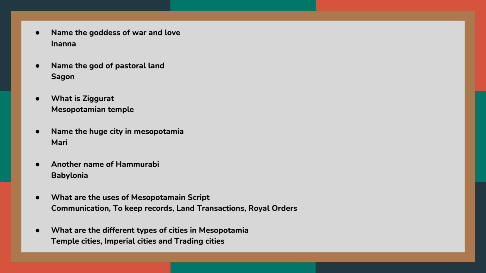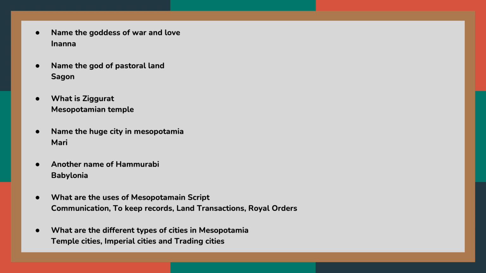Inanna is the goddess of war and love, and Sagan is the god of pastoral land. Ziggurat is the Mesopotamian temple, and Mari is a huge city in Mesopotamia. Hammurabi had another name, and it's Babylonia. The uses of Mesopotamian script are communication, keeping records, land transactions, and royal orders.